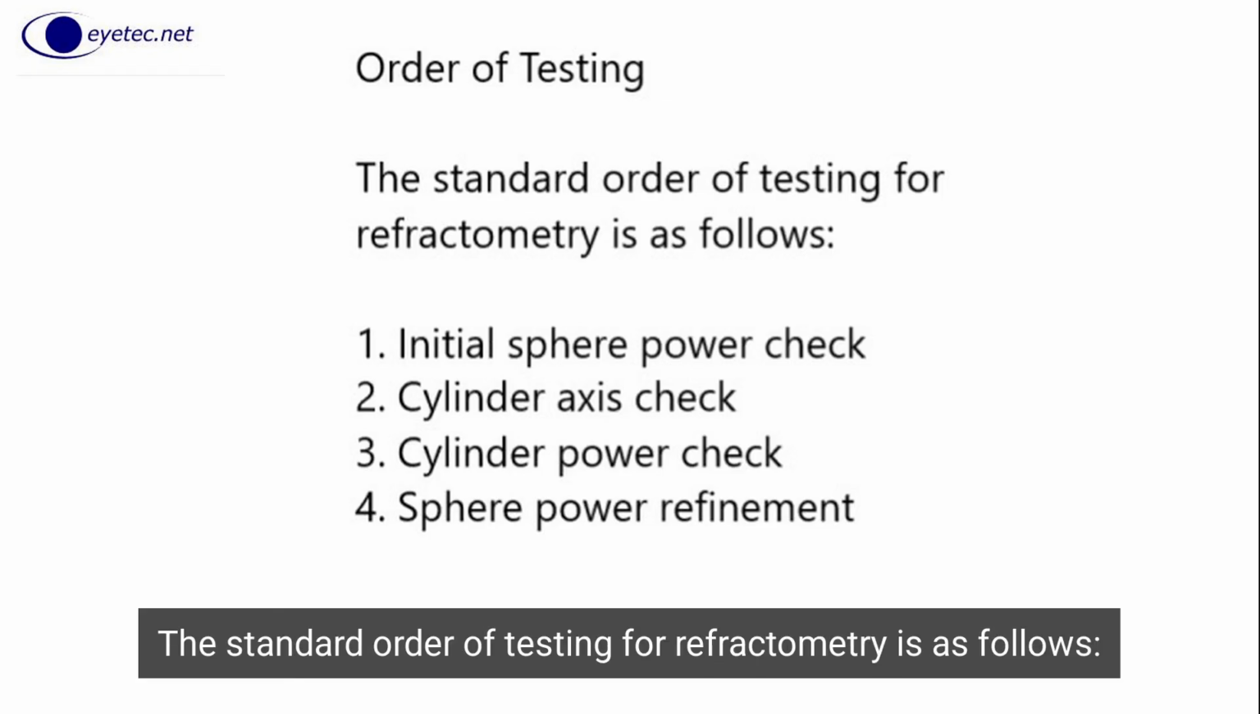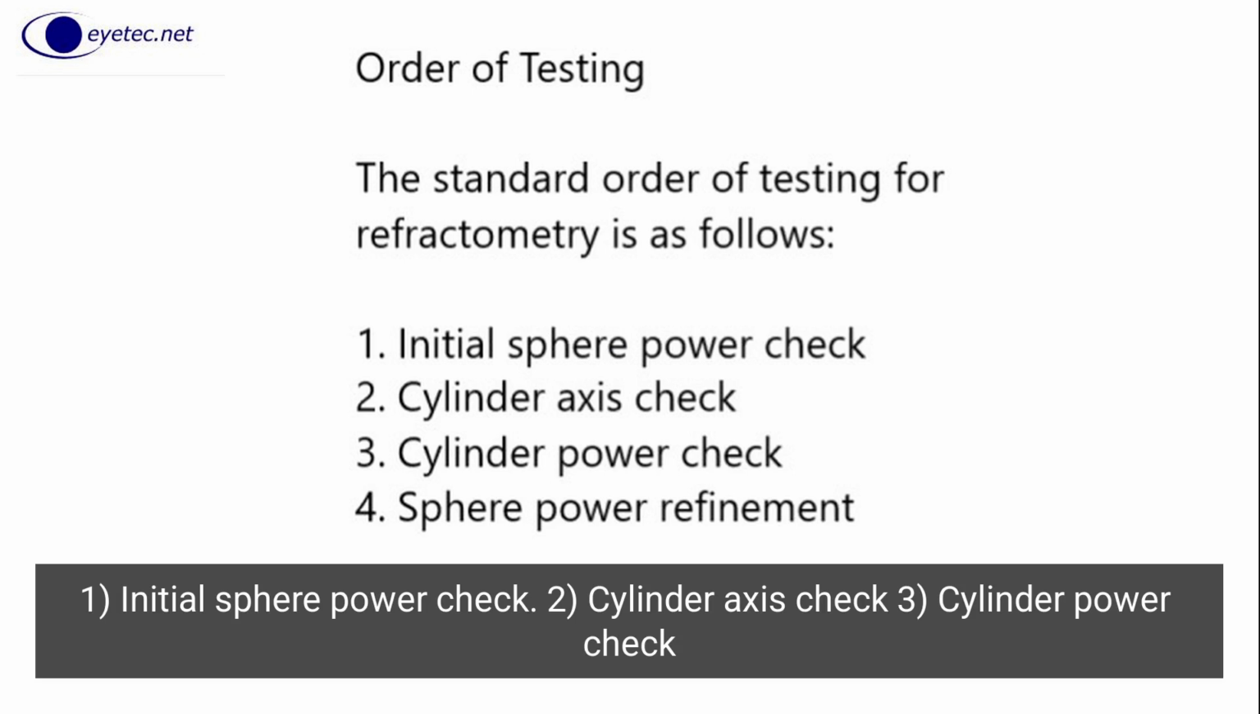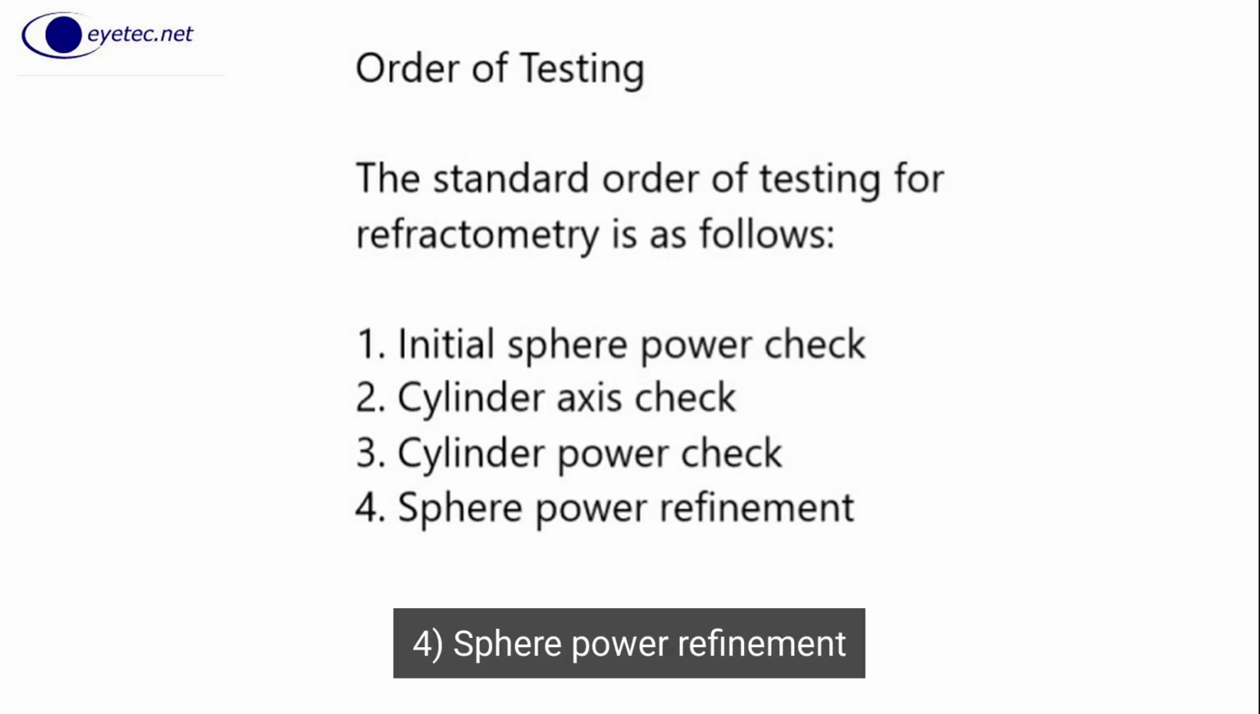The standard order of testing for refractometry is as follows. 1. Initial sphere power check. 2. Cylinder axis check. 3. Cylinder power check. 4. Sphere power refinement.